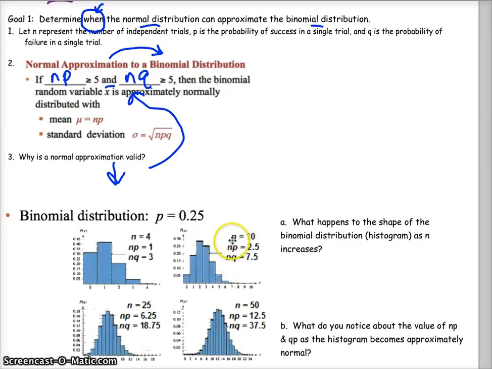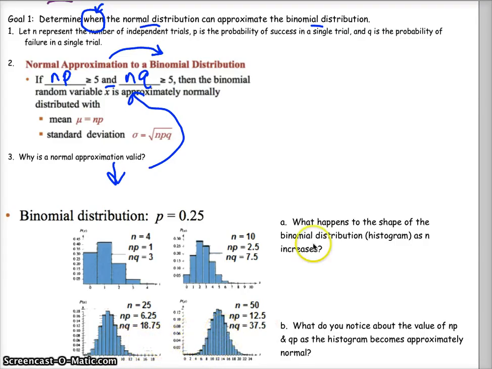But if you look, n times p is still less than 5. N times q is greater than 5, but they are not both greater than 5. So while it is becoming more normal, we still do not have a normal distribution. Now take a look at what happens when we increase the sample size to 25 and 50. Both np and nq, their products are both greater than or equal to 5, and the same when n is equal to 50. And look at their graphs, how they are both getting closer and closer to normal.